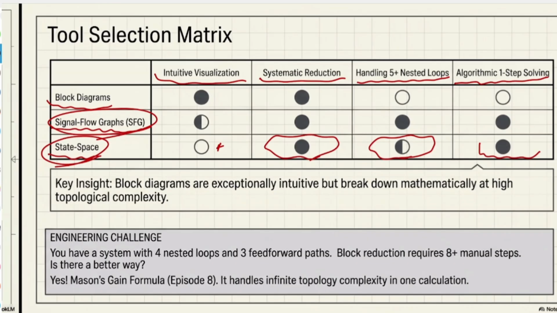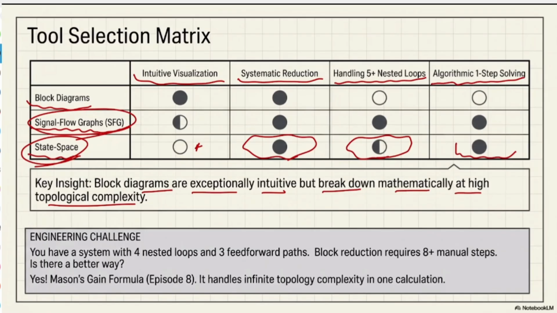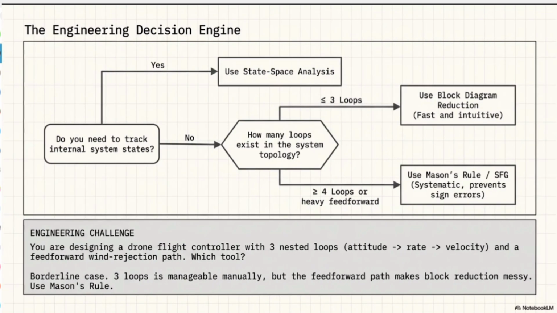So the key insight here is that block diagrams are exceptionally intuitive, but they break down mathematically at high topological complexity. When your system gets complicated, they are not very feasible. As you just saw, we have another part, the last slide, which is about the engineering decision. It means: at what point should I use what method?